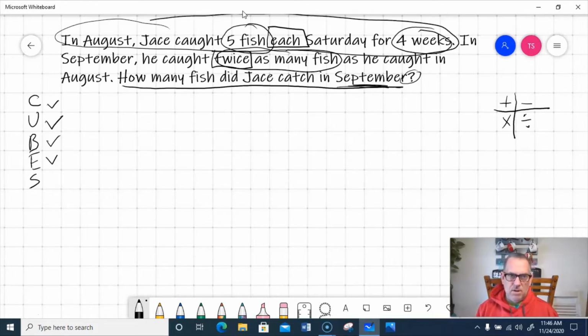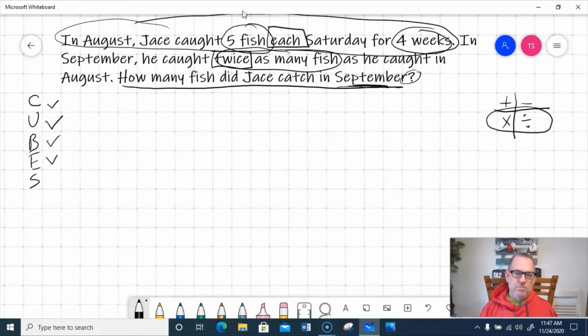First sentence. It says, in August, Jace caught 5 fish each Saturday for 4 weeks. So I have 5 fish and 4 weeks. Typically when I have different labels, most of the time it doesn't make sense to add those together. So fish and weeks, fish is a fish, and weeks is a measurement of time. So basically I'm not going to add or subtract that type of thing together. So if it's not addition, subtraction, that means I'm probably going to use multiplication or division to solve this problem.